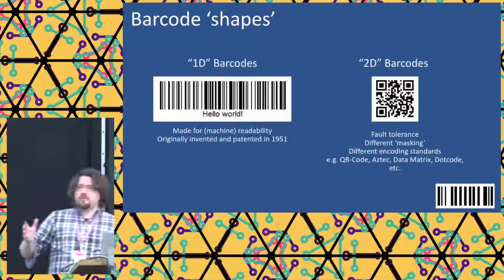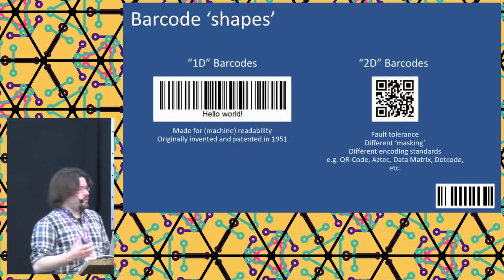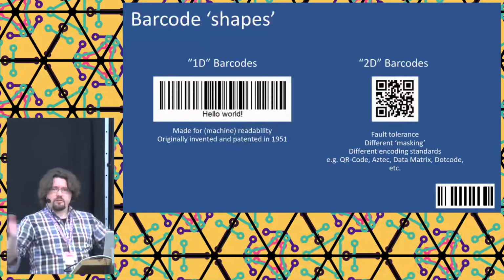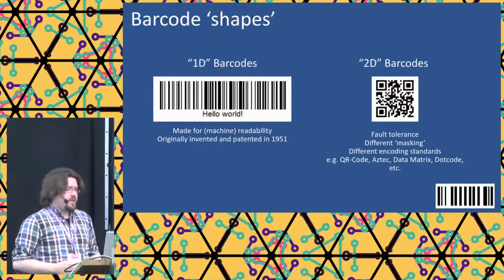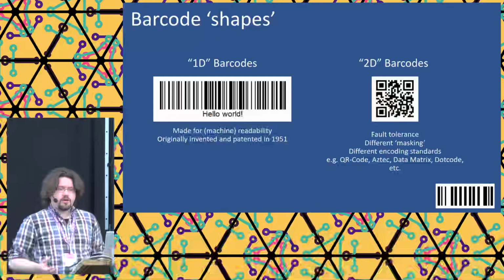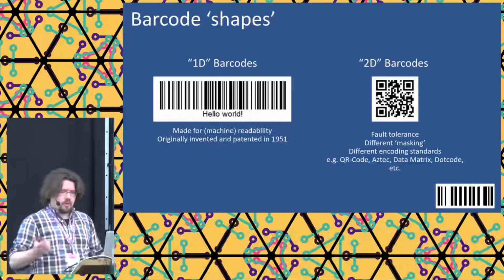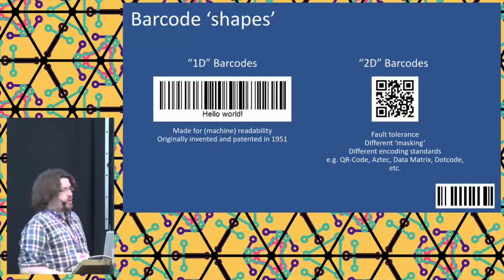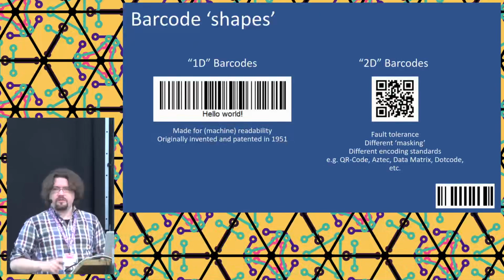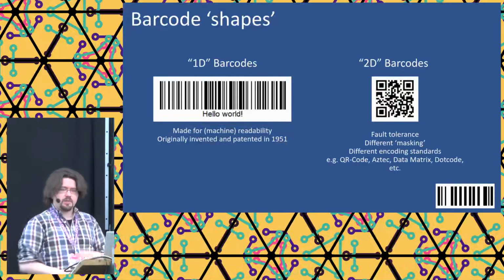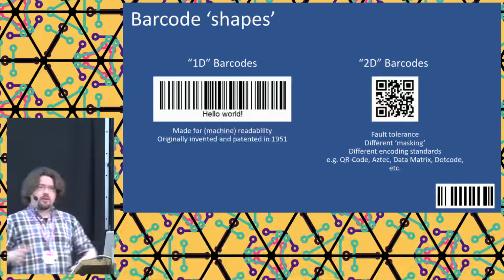So we have two kinds of barcode shapes. We have what we call the one-dimensional barcodes, which is the regular stripe ones that you know. And we have the 2D barcodes, which are the newer ones that we've all grown a bit more familiar with, like QR codes. We have Aztec, we have data matrix, we have dot code. And they're all different ways of encoding data.